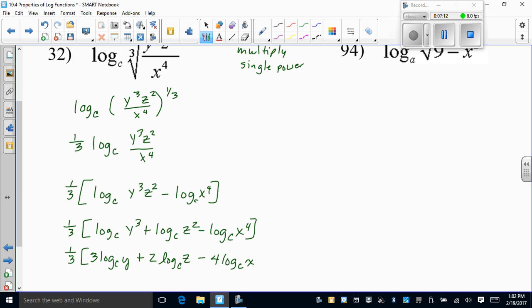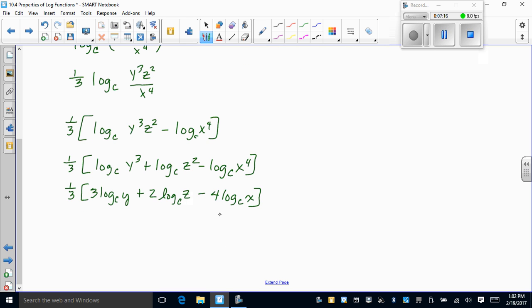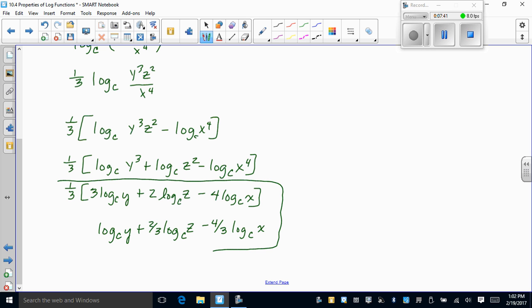And then you have your choice if you want to distribute the 1/3 through first. So if I distribute the 1/3, I get log base c of y, because 3 divided by 3 is 1, plus 2/3 log base c of z minus 4/3 log base c of x. So I do need to throw an "or" in front of this, because either answer is acceptable.